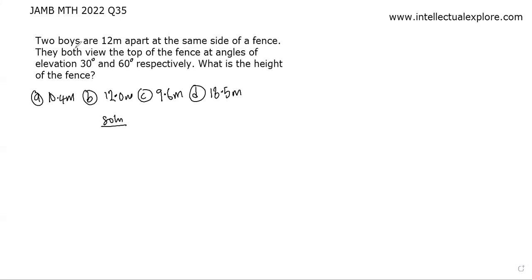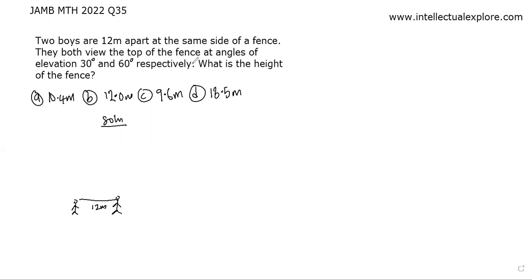First, I would like to sketch this. This is a trigonometric problem. Two boys are 12 meters apart. This is the first boy, and this is the second boy. I'm showing you how to follow these things up. So they are 12 meters apart.